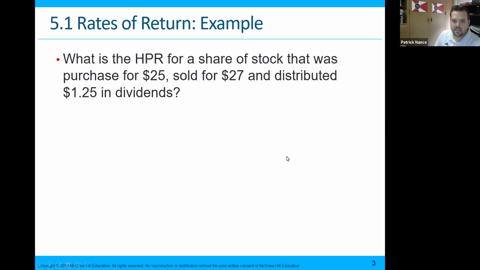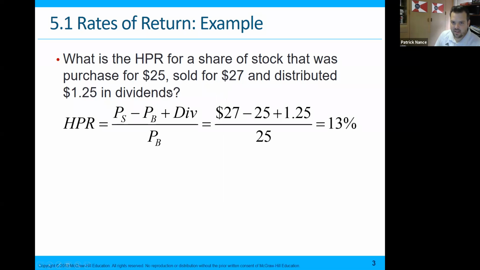So if we had an example here, what is the HPR for a share of stock that was purchased at 25, sold at 27, and distributed $1.25 in dividends? So it would be 27 minus 25, plus $1.25 in dividends, divided by 25, which gives us a 13% return for the holding period.